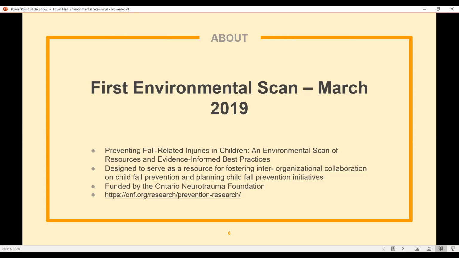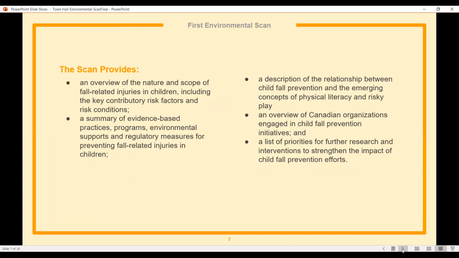And so for those of you interested in reading further, I will just highlight the main content of the first scan, but you can find it at the link in my presentation slide right there. And the slides will be available, by the way, at the end along with the recording. So the scan provides a few features. Definitely we wanted to understand the nature and scope of fall-related injuries in children, along with the risk factors and the risk conditions. So that was the first order of business. But also, where are the evidence-informed practices, programs, and environmental supports across Canada?